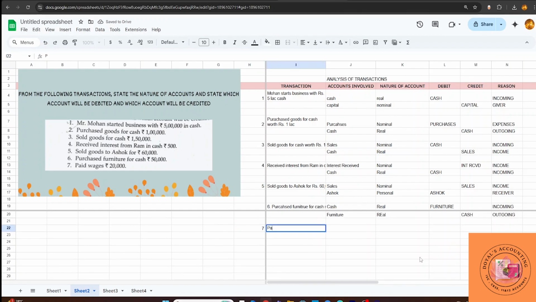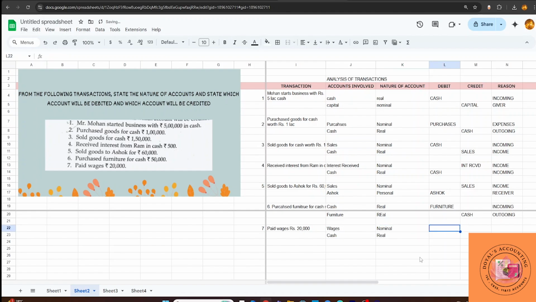Okay. The last transaction is paid wages, rupees 20,000. Now, what accounts would be involved here? Wages and cash. Wages is like a salary that is paid to the manufacturing employees, to the laborers. Laborers are usually paid daily wages, right? They're paid on a daily basis. So that amount, what we pay to laborers, is called wage. Now, what are wages? Wages by nature is an expense. So it will be classified as a nominal account. And cash is a real account as it is an asset.